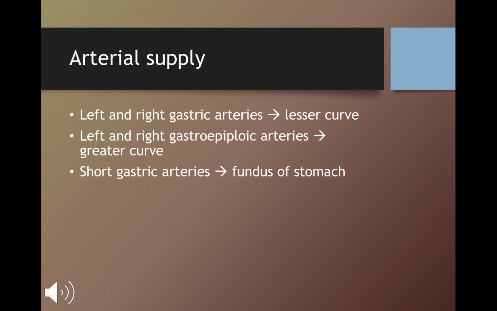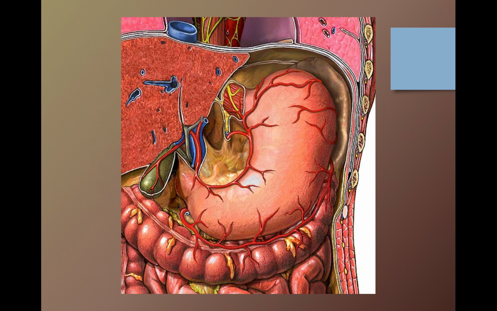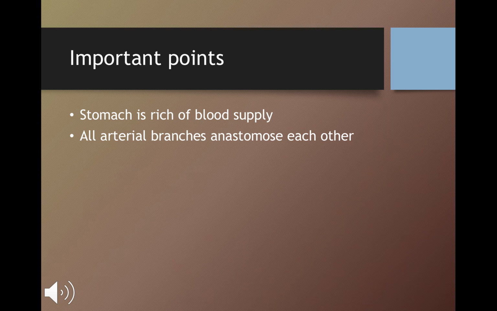So, left and right gastric arteries supply the lesser curve. Left and right gastroepiploic arteries supply the greater curve, and short gastric arteries supply the fundus of the stomach. Here are more drawings about the blood supply of the stomach. To summarize, the stomach is rich in blood supply and its arteries anastomose with each other.